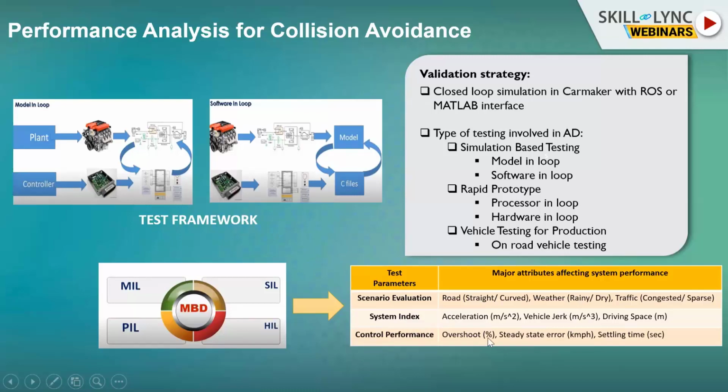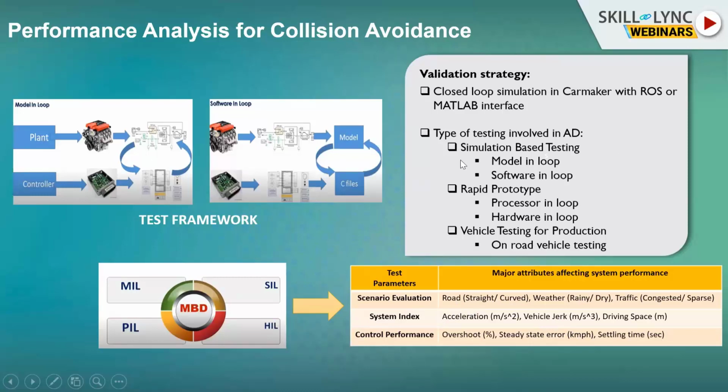These are the parameters of the vehicle, like acceleration, vehicle jerk, environment, driving space, etc. There are some control performance indexes also, based on which we know that the testing is foolproof and the vehicle is working properly under the collision avoidance feature. For example, it should come under peak overshoot, not going beyond 5% overshoot, or the steady state error should be plus or minus 2 kmph, not more than that. The settling time should be as small as possible. So these are the performance indexes based on which the testing is done.